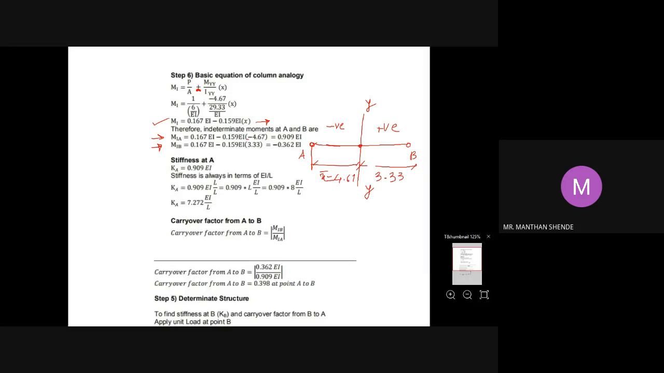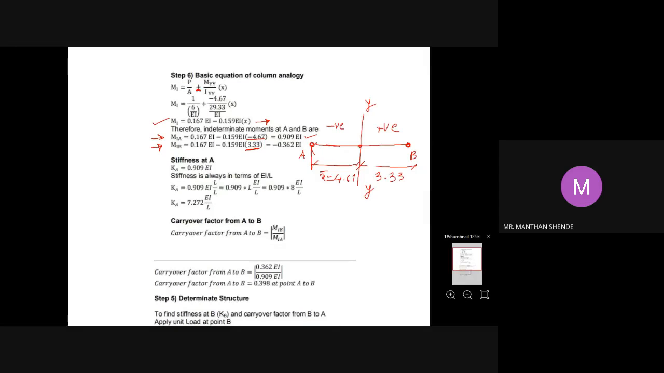So the value of X will be here in MIA at X. How far is A located from the y axis? 4.67, with a minus sign because it is located to the left of CG. So minus 4.67. So this value you will get 0.909 EI. Then MIB at X: point B is located from the y axis at a distance of 3.33, with a plus sign because it is located to the right of CG. So we have considered this value as plus.